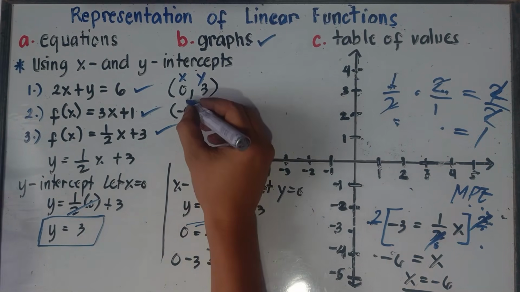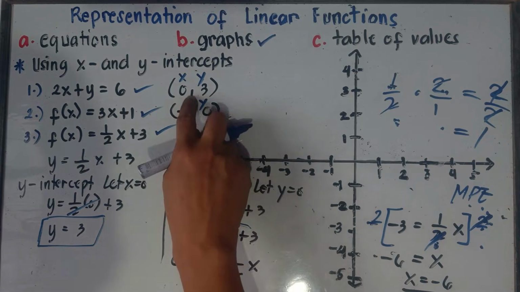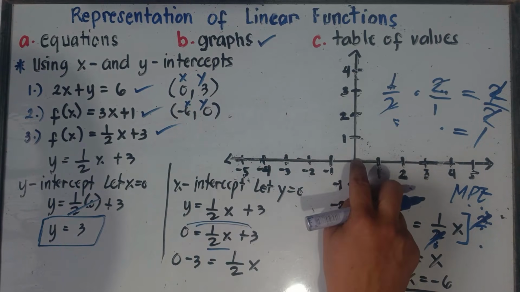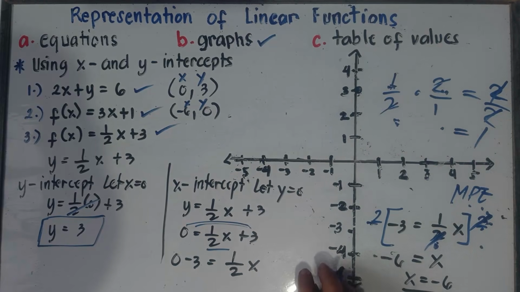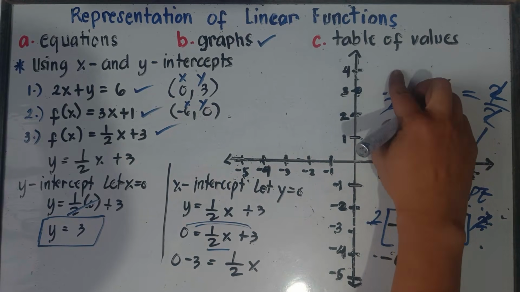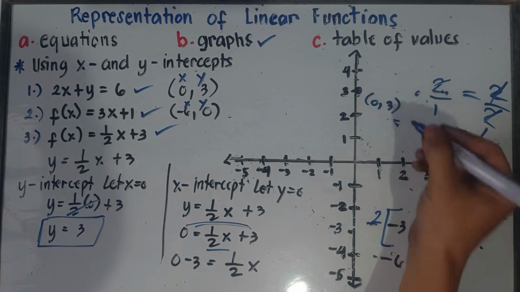And this will be our second ordered pair. Then simply plot that on the Cartesian plane. So we have 0 and then 3. X is 0 and y is positive 3. This one right here. So x is 0 and then y is positive 3.